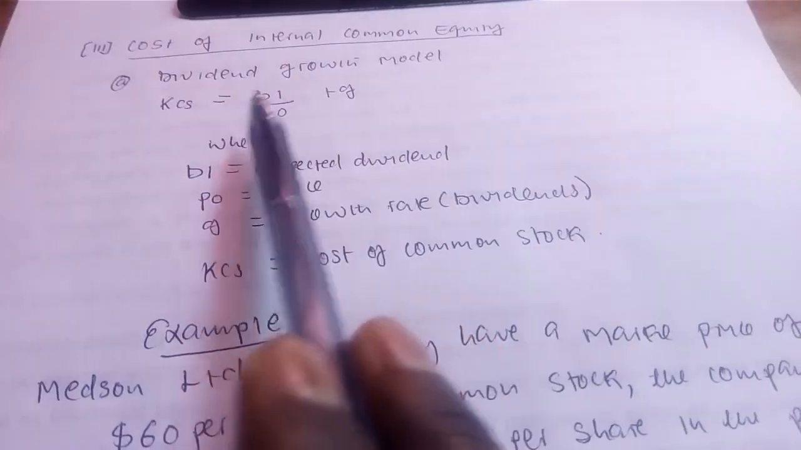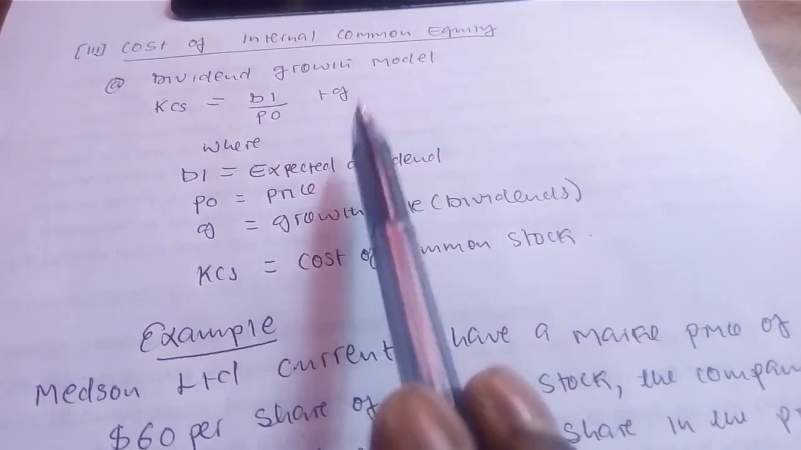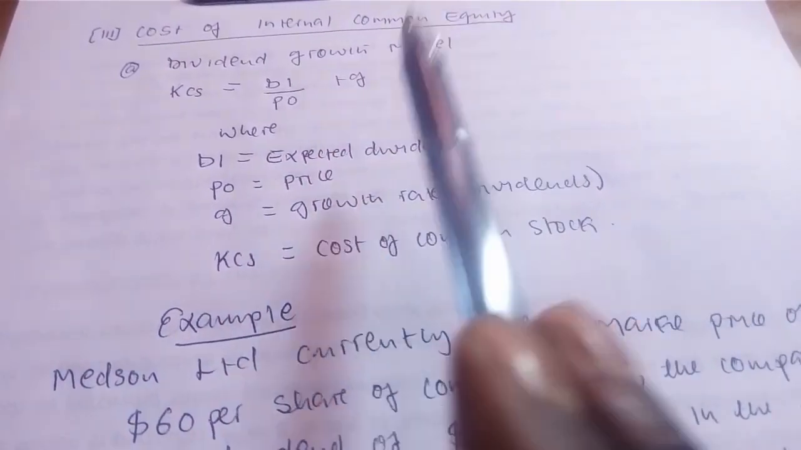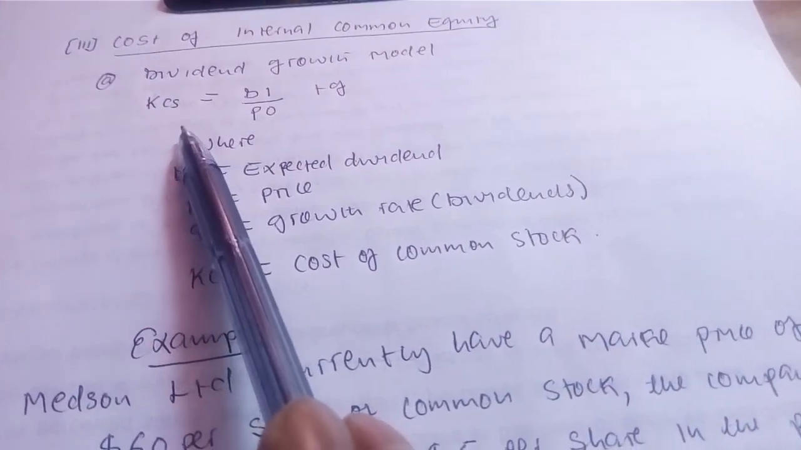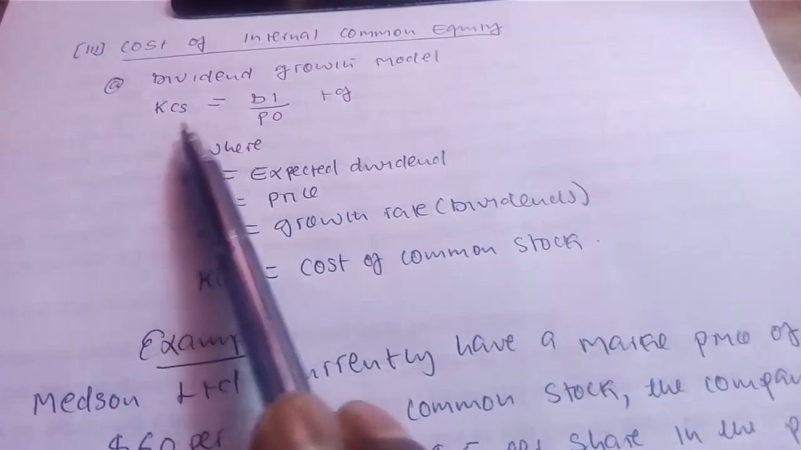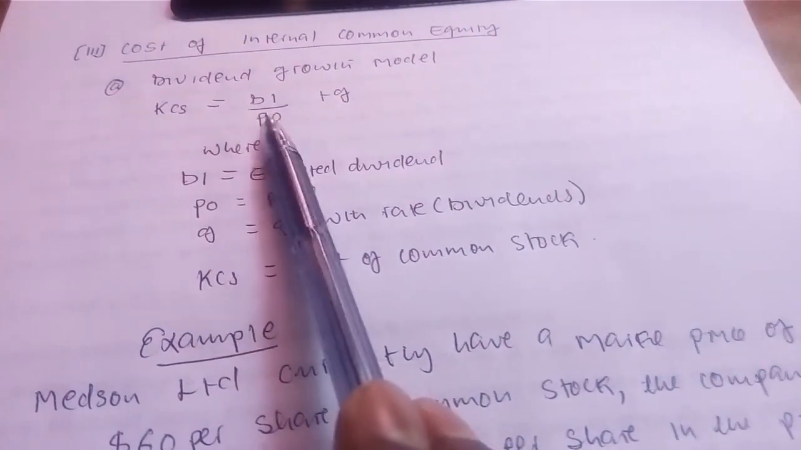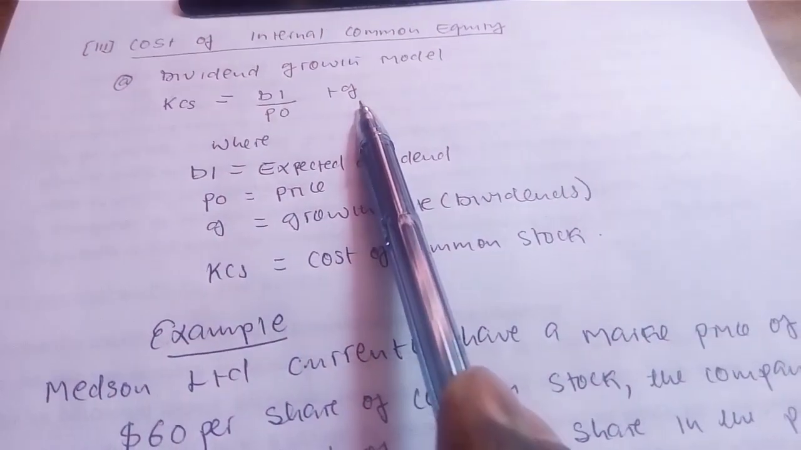So if the question requires you to use the dividend growth model, then you apply that. But if the question requires you to use the capital asset pricing model, then you apply that. Now, the standard formula for the dividend growth model is the cost of common stock, which could be internal and external, is equal to D1 over P0 plus the growth rate.